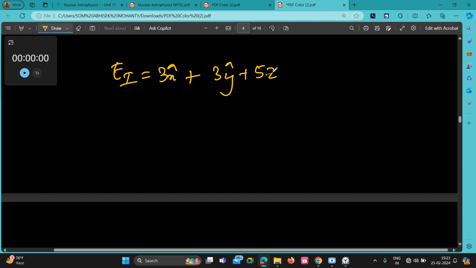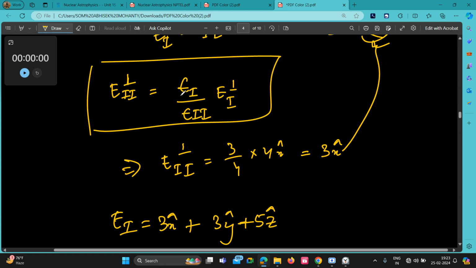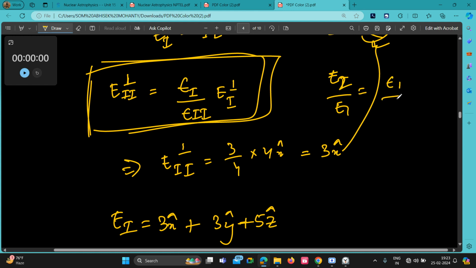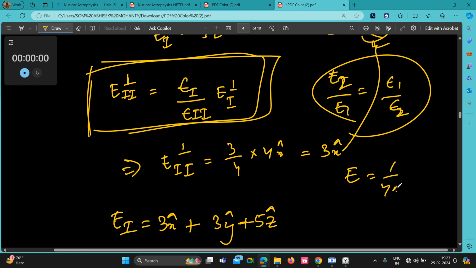See how easy it is. Just have to remember this formula. Remember it this way, like E2 by E1 is equal to epsilon 1 by epsilon 2. Just remember it as inversely proportional. Otherwise, you can remember this one: E is equal to 1 by 4 pi epsilon naught, so epsilon naught is in the denominator. You can remember that way also. Okay, yeah.